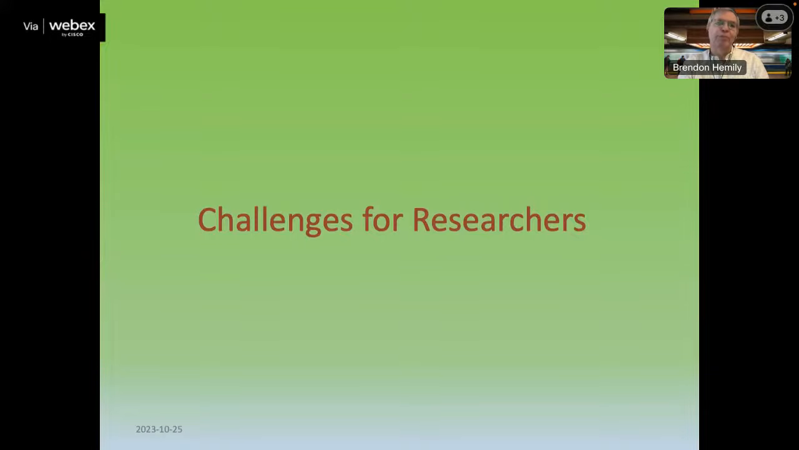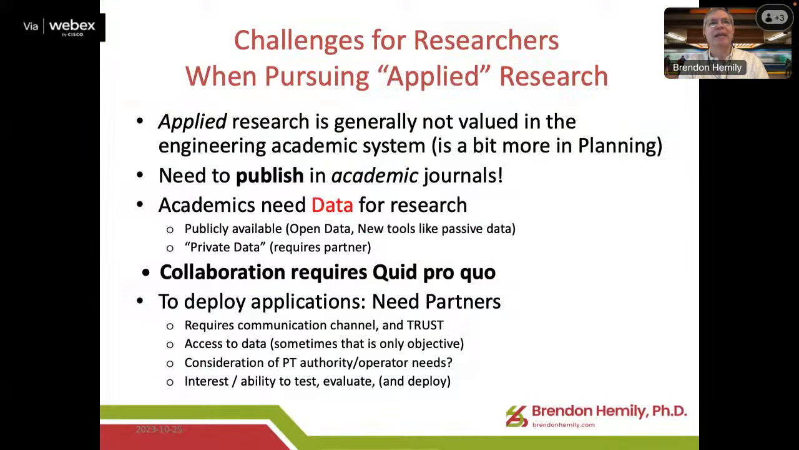What about researchers? Well, I know a lot of academics, and there's a growing number of ones that really are interested in applied research. But my tongue-in-cheek question is, what's the purpose of doing applied research if it's never applied? So there are a lot of reasons for this. Applied research is generally not valued in the engineering academic system. Somewhat more in planning, but even there's a lot of theoretical research.